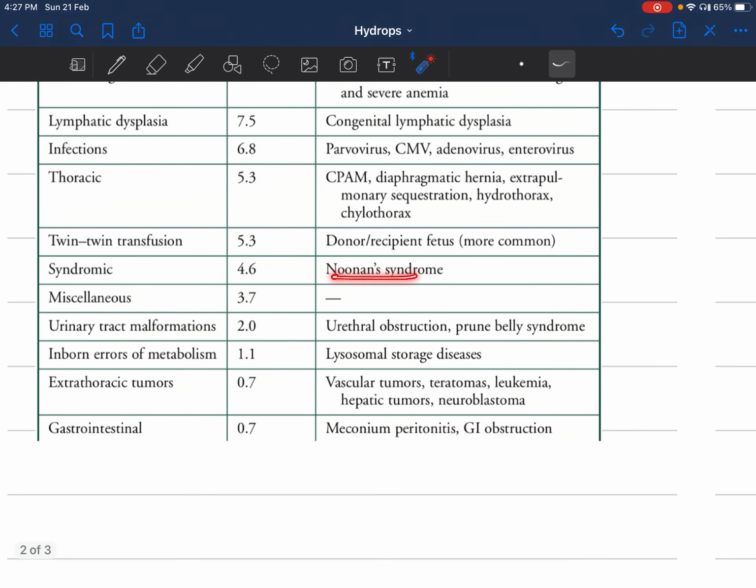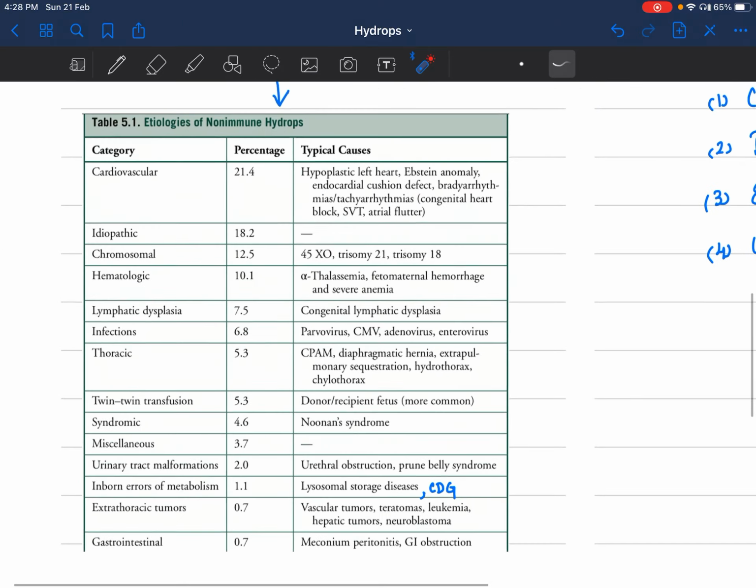Then syndromic: Noonan syndrome, wherever Turner comes, Noonan also follows. Right. Urinary tract malformation. These are all minor causes. Inborn errors of metabolism alone, I would like to concentrate upon. Just two things you remember. Lysosomal storage disorders can present as non-immune Hydrops fetalis. Similarly, congenital disorders of glycosylation, CDG. So lysosomal storage disorders and congenital disorders of glycosylation can present as non-immune Hydrops fetalis. So this is the common etiology.